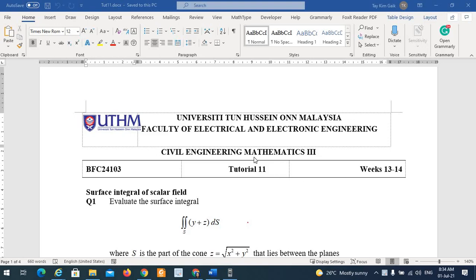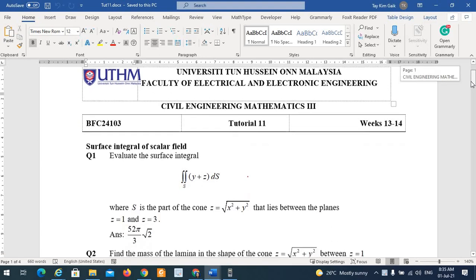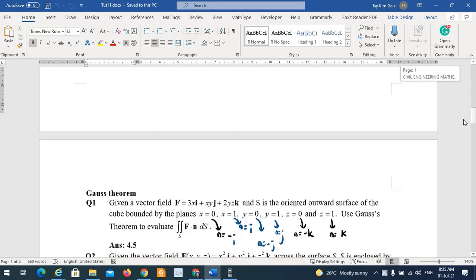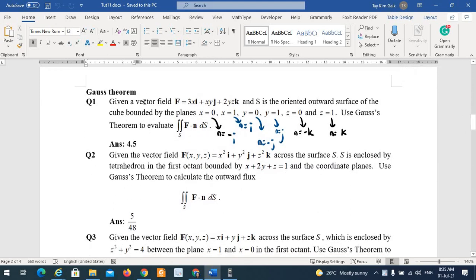If we look at tutorial 11, this is the last day of week 14. We are going to cover the Gauss Theorem and the Stokes Theorem. So we look at question 1.